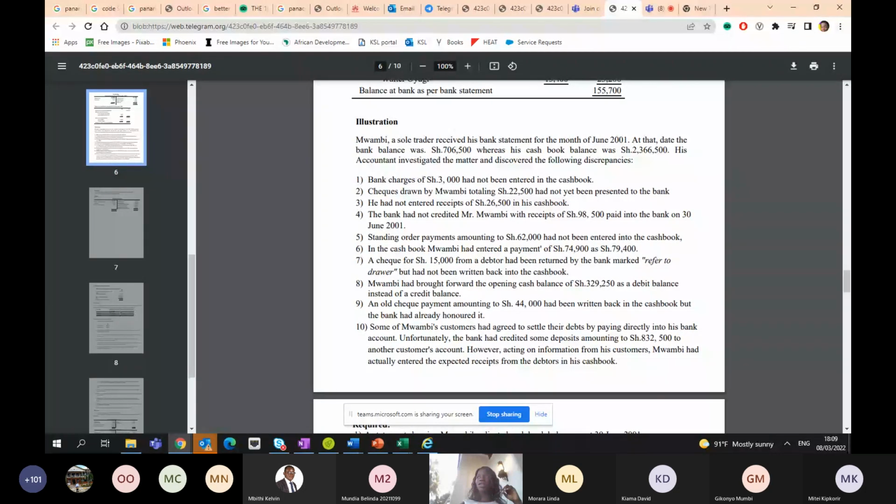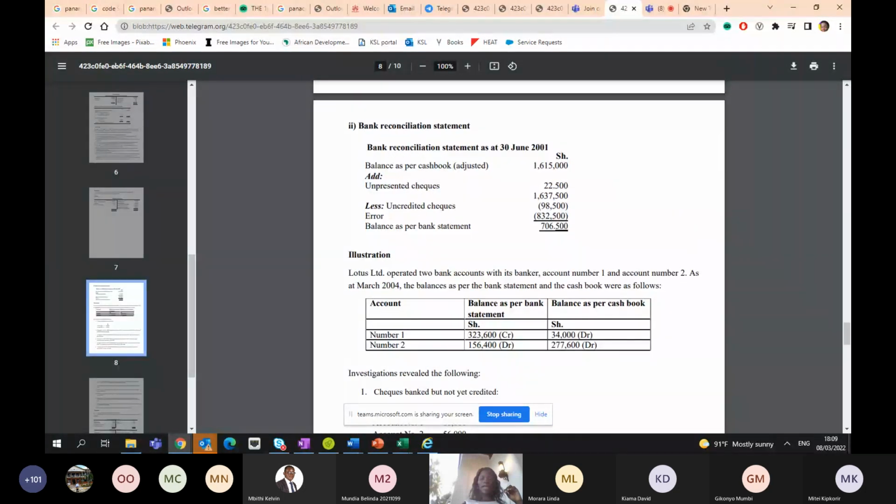So now we start with our balance per cash book, which is now the updated 1.6. Unpresented checks are checks that customers haven't presented to the bank. So if the bank hasn't recognized it, we also don't recognize it, so we add it back. Then for the uncredited check, we have that error that was amounting to 832, but we also have the uncredited check of 98, and that is how it balances.